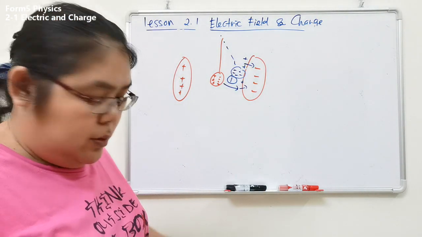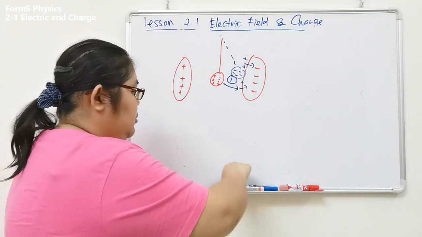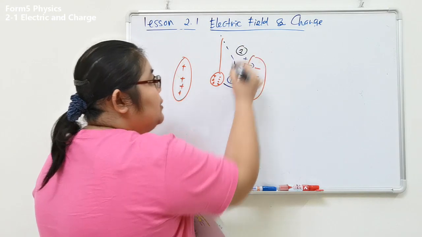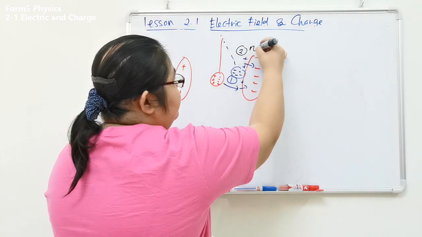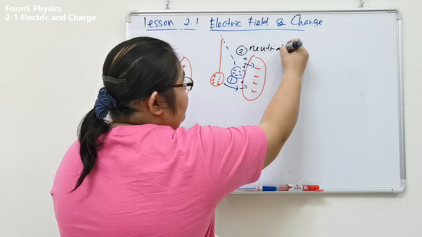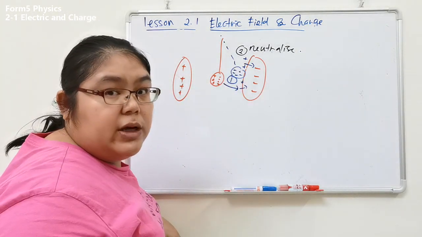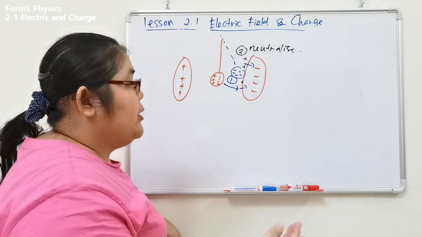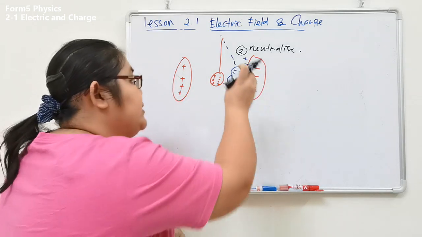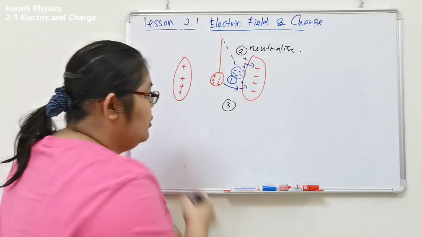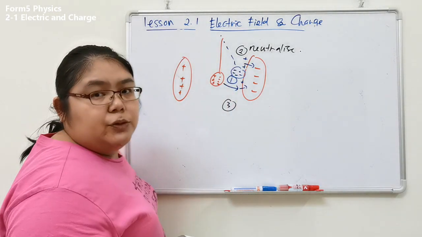They will repel. Okay, number 2, you're talking about neutralize. The ball will neutralize with the electron on the negative plate. Okay, then they will absorb all the negative charge. Okay, after that, number 3. When they attract all the negative charge, what happens again?